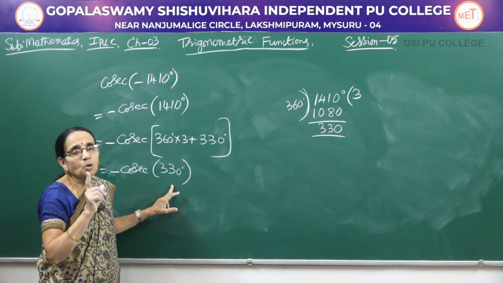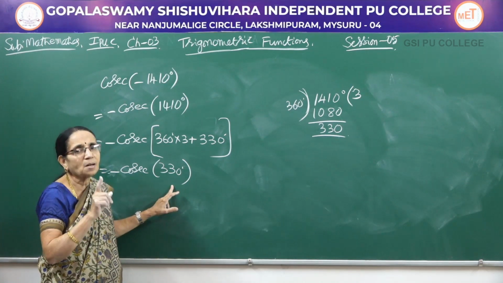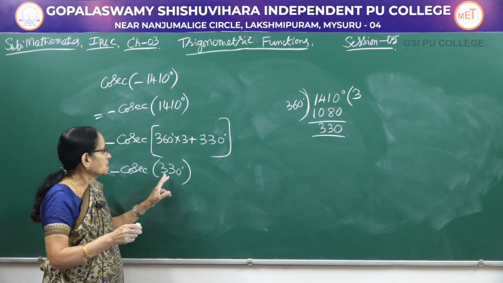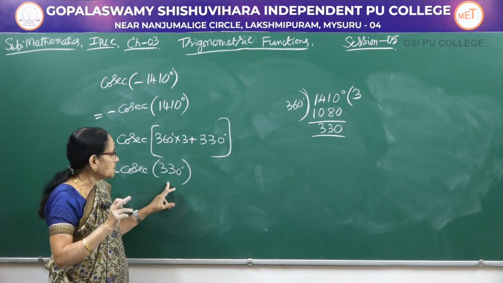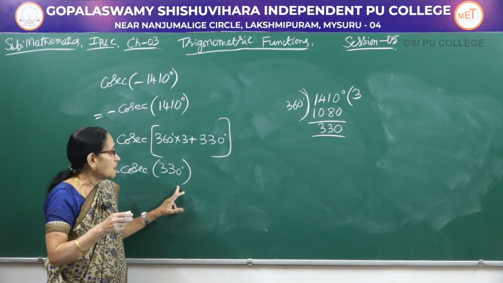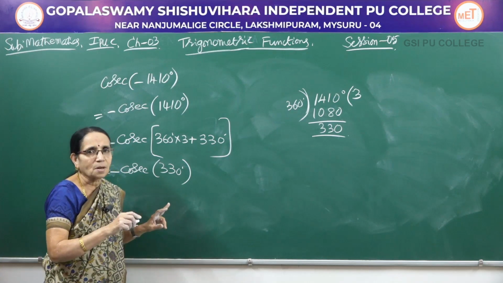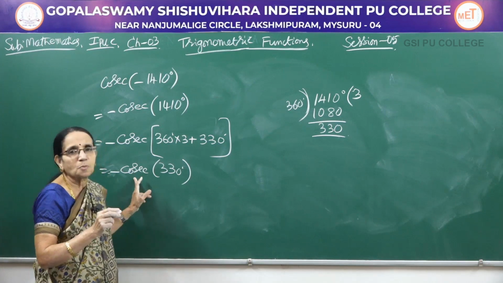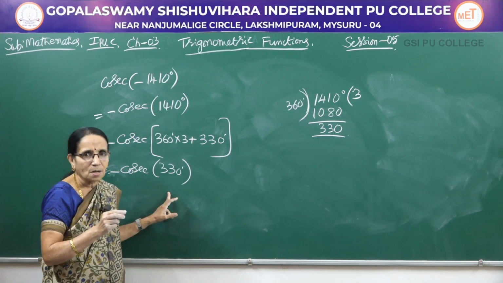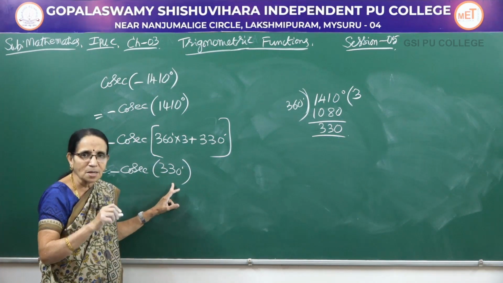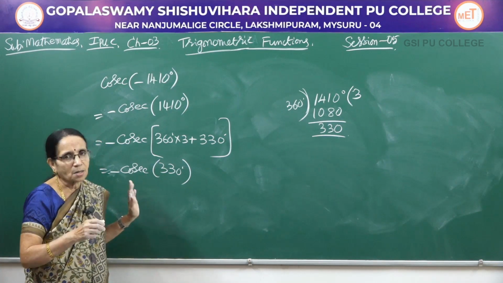It lies in the fourth quadrant, between 270 and 360. So I can use the rule of the allied angle. There are two ways of expressing. One is you can write 270 plus 60, or 360 minus 30. But you have to remember, if you use 270, cosecant should be changed over to secant, the co-function. Or if you write it as 360 minus 30, the same function continues.